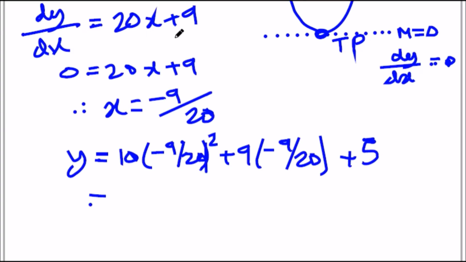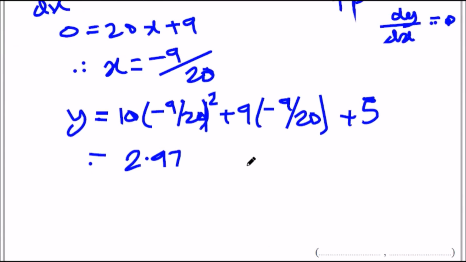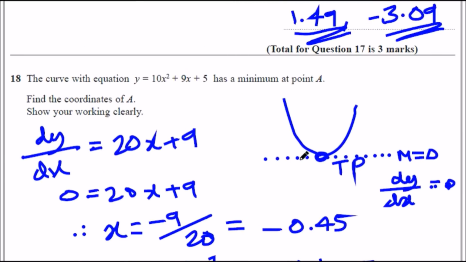Okay, so I got a solution here. I got 2.975. Oh, I don't know where the shapes are coming from. 2.975. And just to make this x value clearer, minus 9 over 20 should be minus 0.45. And that's it. So our coordinates are therefore going to be minus 0.45 and 2.975.